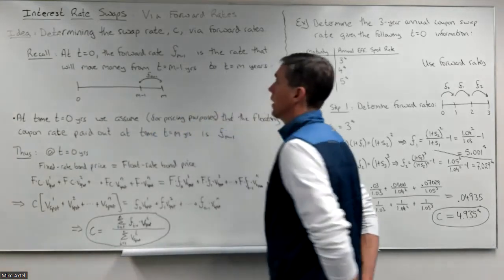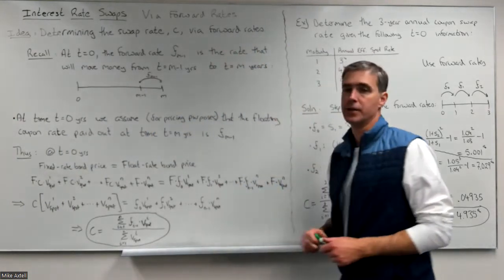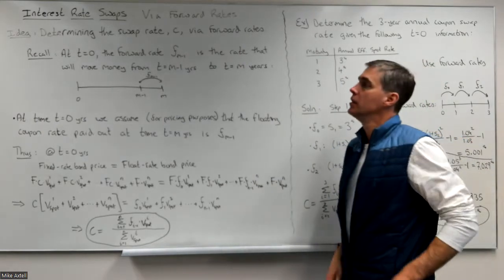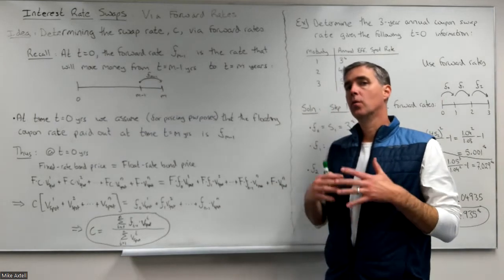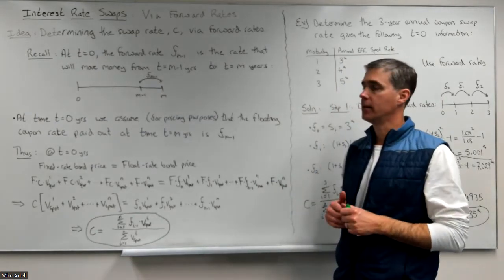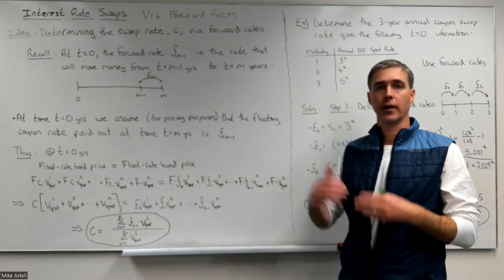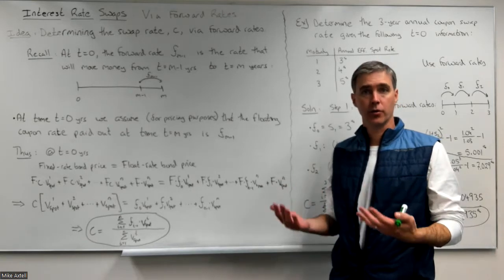All right, so the idea is to determine the swap rate C via forward rates instead of via spot rates. Recall that at time zero, the market has determined the spot rate: how much to pay, the annual effective rate, for a 2-year loan, a 3-year loan, a 4-year loan, or a 2-year bond, a 1-year bond with no coupons.